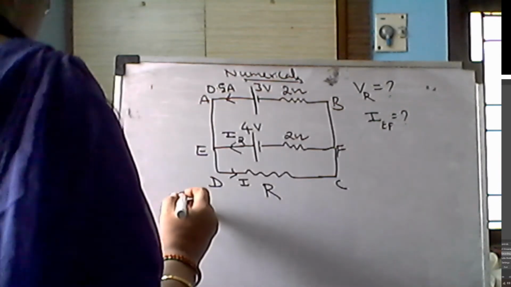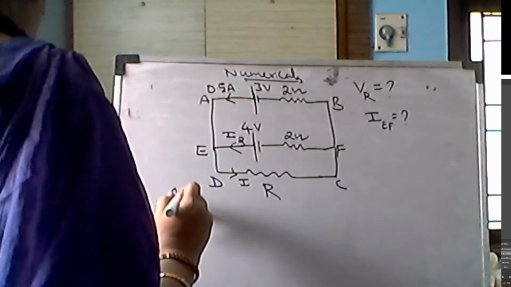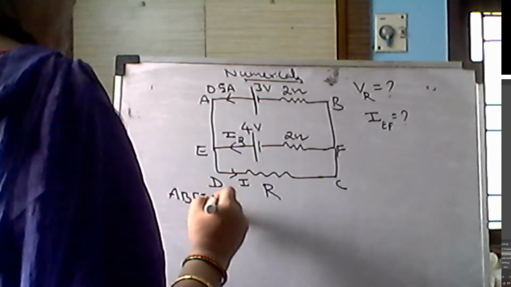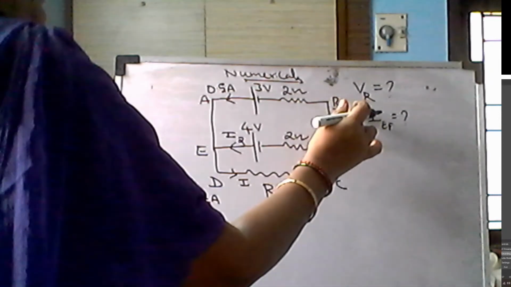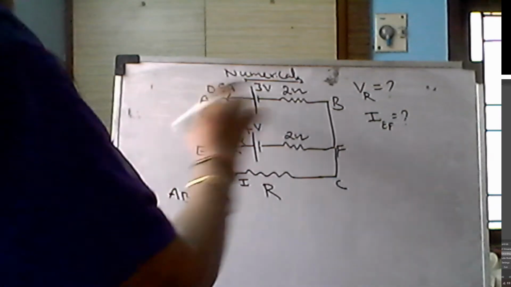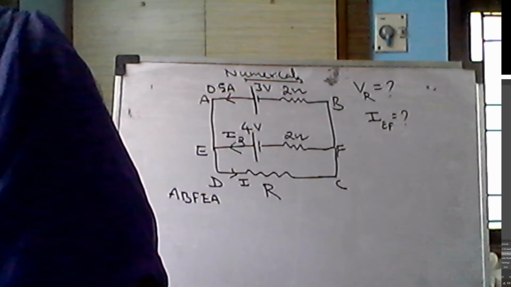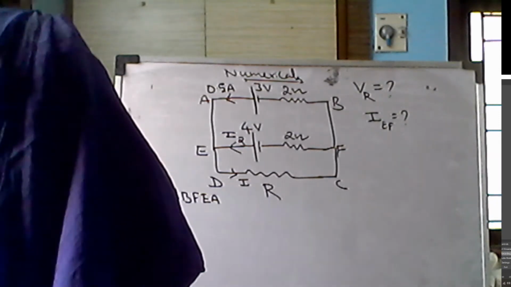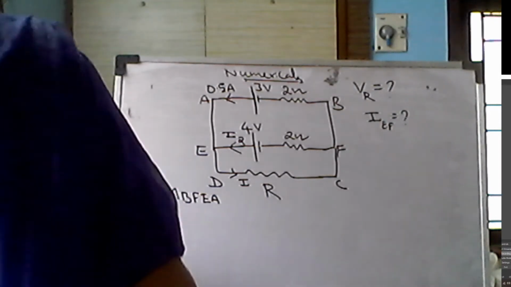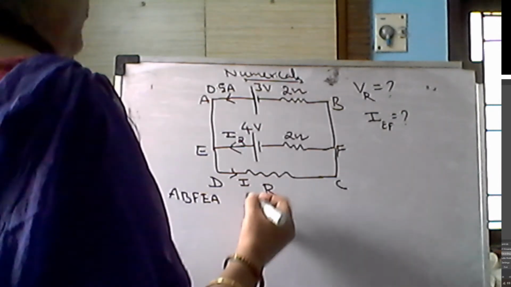Now VB. Now you can take the closed mesh A, B, F, E, A. You can take A, B, F, E, A. Then you can take it like that. When you are taking like that, this will be your VB. You can take from here. So VB.